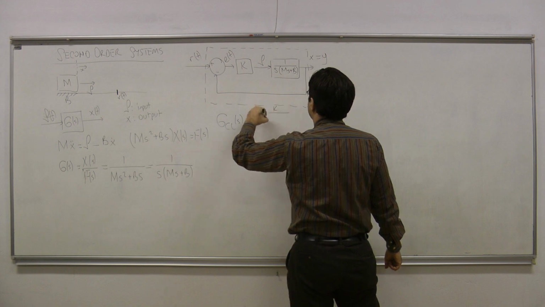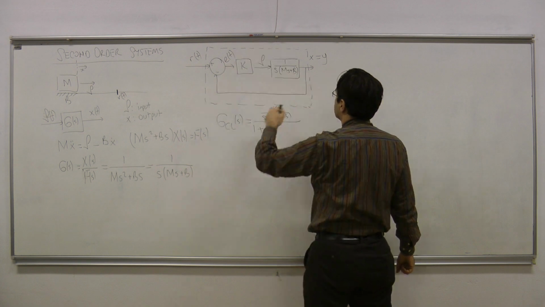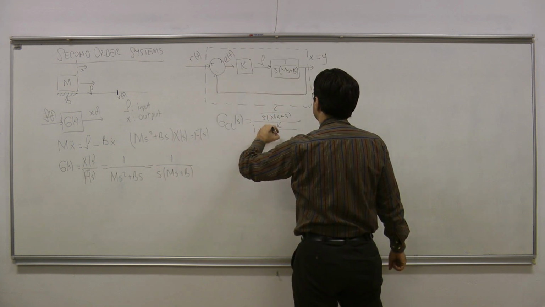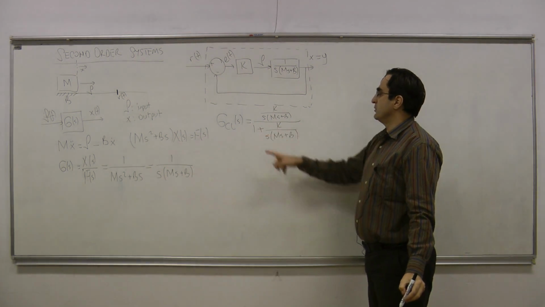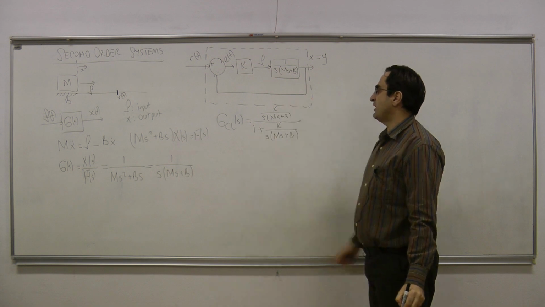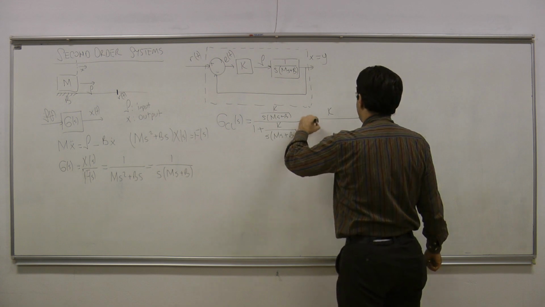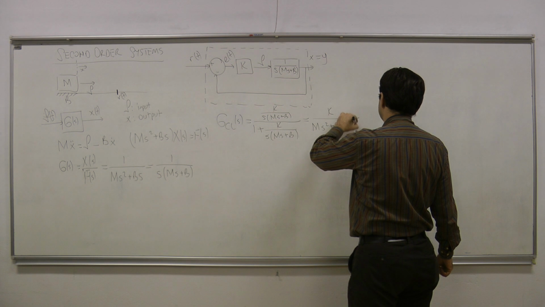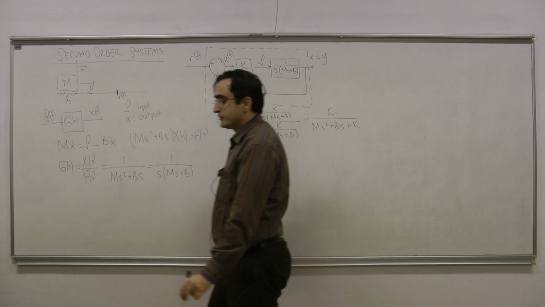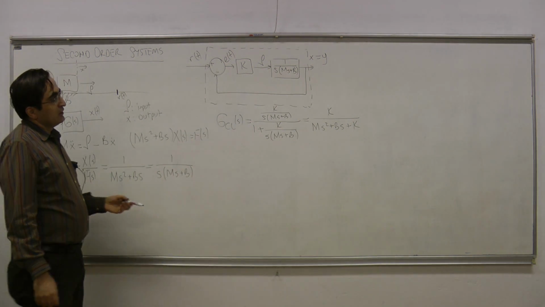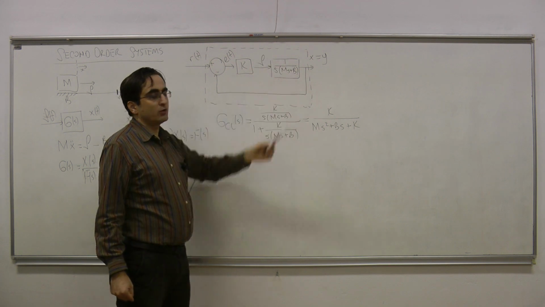So I have k over ms squared plus bs divided by 1 plus everything in the loop here, k over ms squared plus bs. Now if I multiply the numerator and the denominator and make some cancellations, then I will end up with the transfer function given like this: k over ms squared plus bs plus k. So this is the closed-loop transfer function of our system. What happened here? The original system, the open-loop system, had the transfer function 1 over ms squared plus bs.